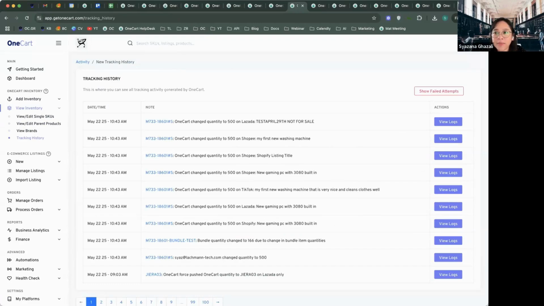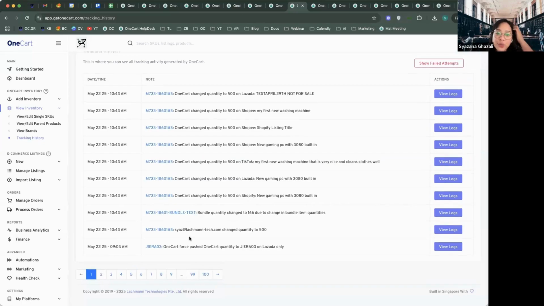So they have all these other systems, but at the end of the day, the logic is just one. You have to use OneCart's API. OneCart has an API for them to use. So here you are able to see that you're using API. They change quantity, they push it to OneCart, and then OneCart will push it to the rest of the platforms. So it is very workable.